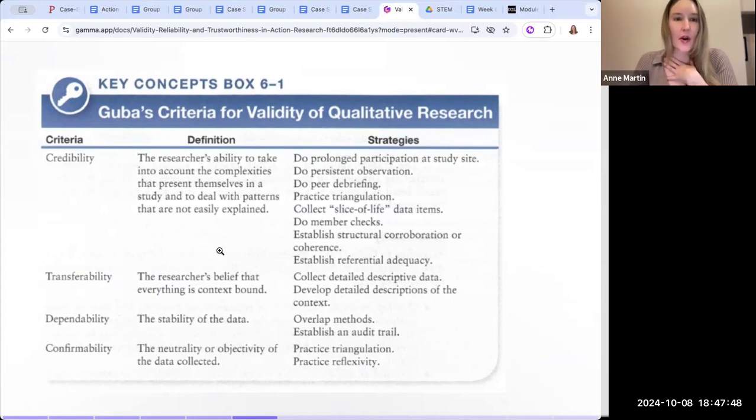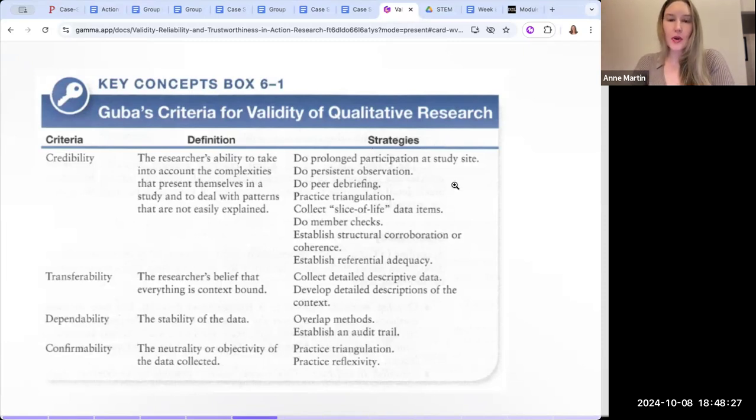I liked this phrasing here: credibility, the researcher's ability to take into account the complexities present in the study. So you as a teacher researcher are the ultimate expert on the setting and the data that you're collecting. So you are able to demonstrate your credibility when you make visible all of the work that you have done to make sense of those complexities, including the narrative, an excerpt from your journal, lots of description to deal with patterns that are not easily explained. So that creates a sense of credibility when researchers do that.